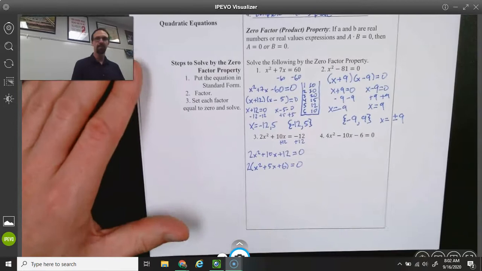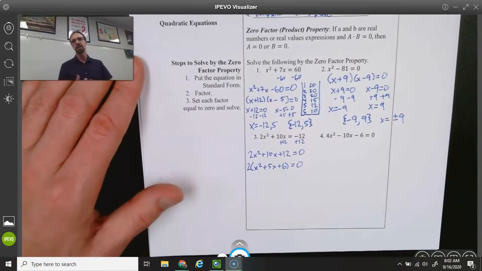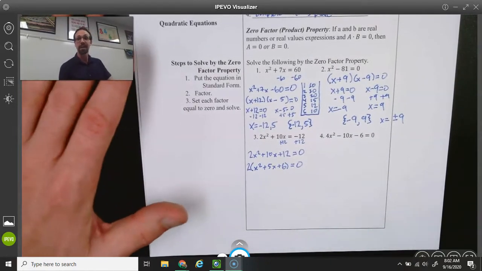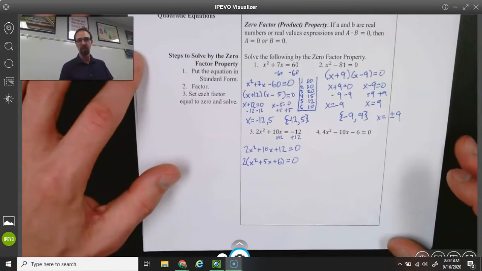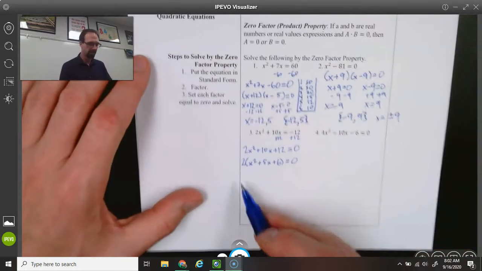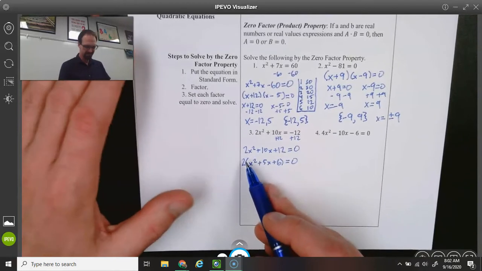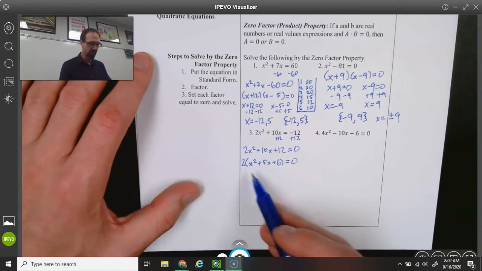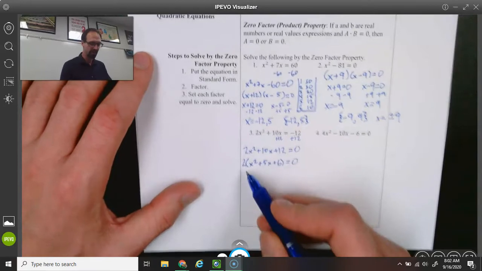Now, when you factor out a 2, a lot of students are confused on what you do with this 2. We keep it. It's part of our original equation, but all it does is change the magnitude of our answers, our solutions. That's all. So our solution sets will still be the same regardless.